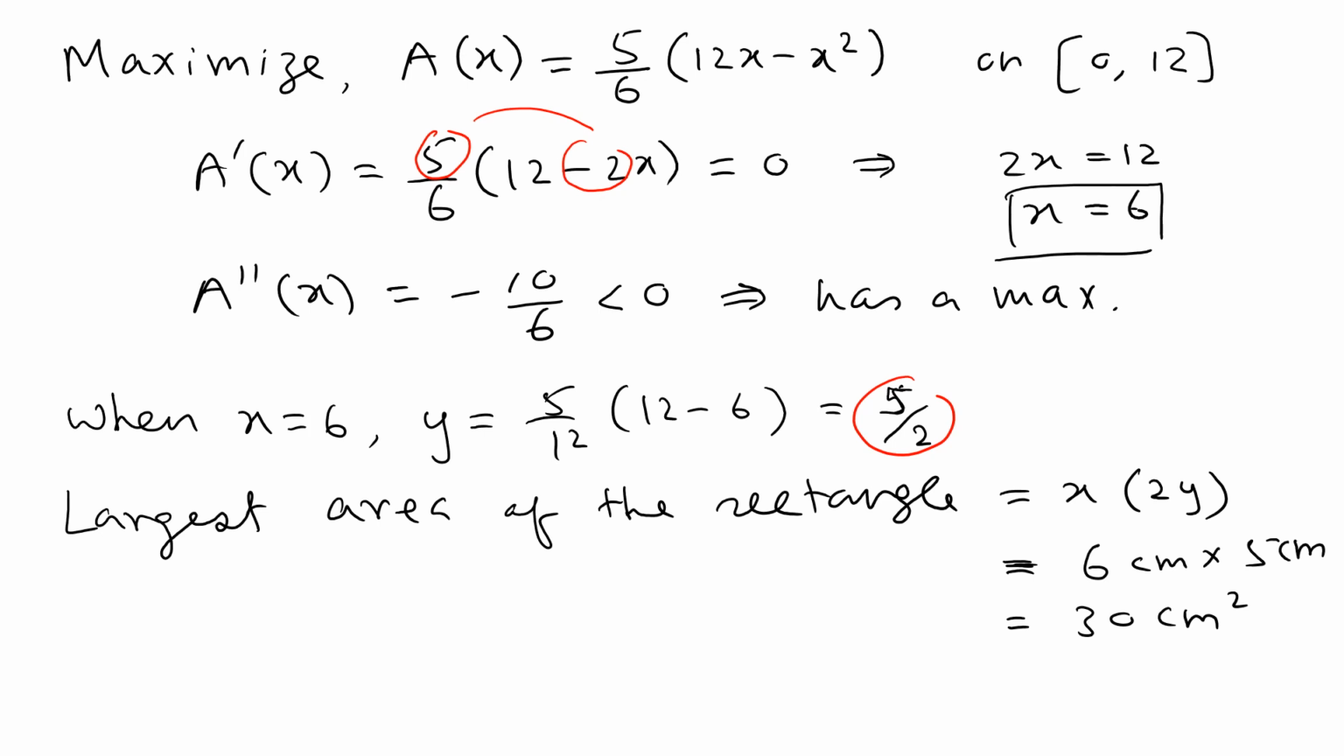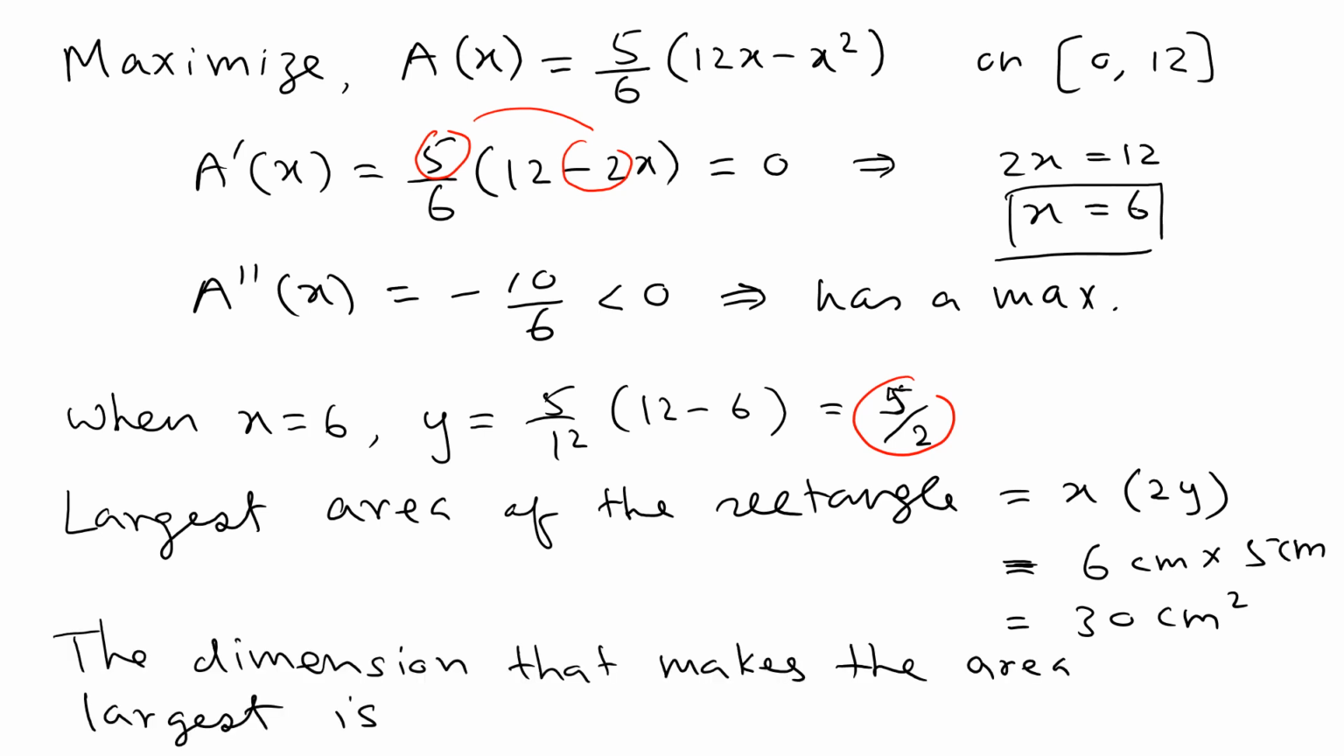The dimension that makes the area largest is 6 centimeters times 5 centimeters. Sometimes we write the dimension with a times sign. So that's the rectangle that has the largest possible area. So that's how we solve the problem.